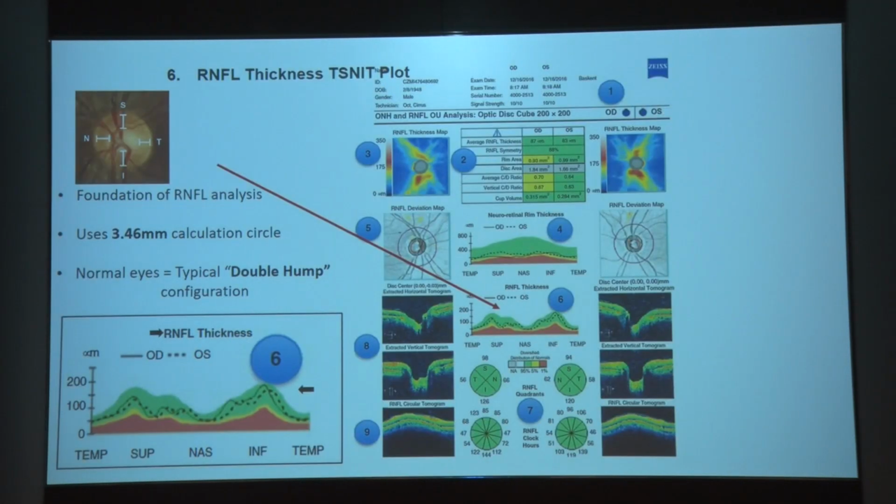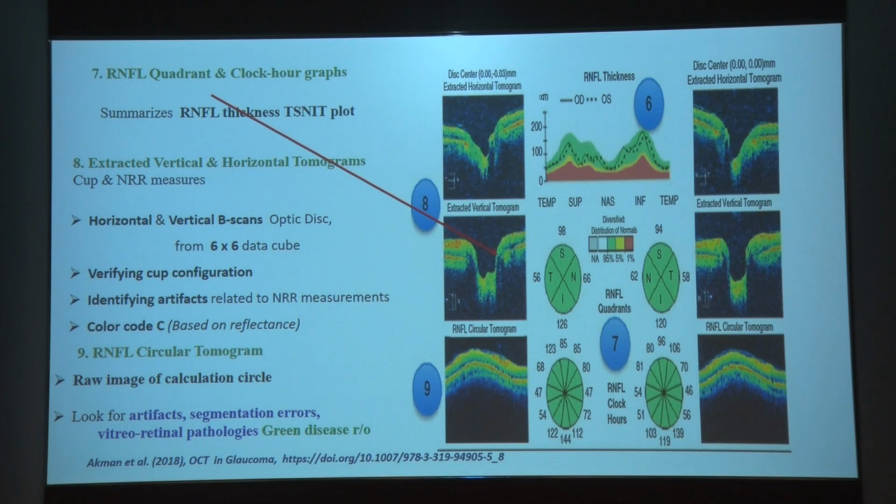Then the next, the sixth one, is the RNFL thickness plot. Again, it's a foundation of RNFL. This is the one where our eyes spontaneously go to the double hump pattern. We know why the double hump pattern is there, because the inferior and superior nerve fibers are thickest. And this uses, as I said, the 3.46 millimeter calculation circle. Then we have the RNFL quadrant and clock hours. That's not so important. And the extracted vertical and horizontal tomographs for the cup configuration and artifacts.